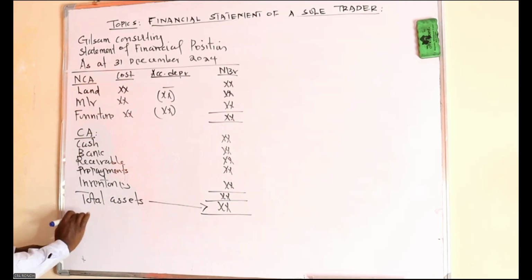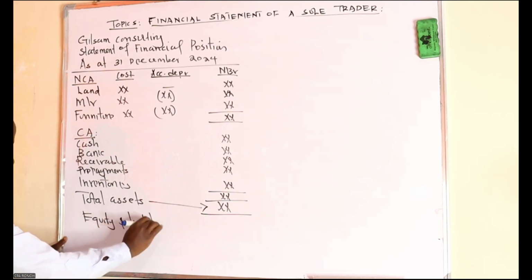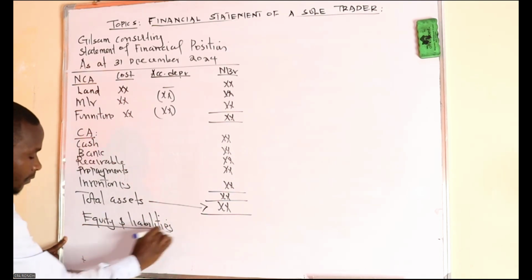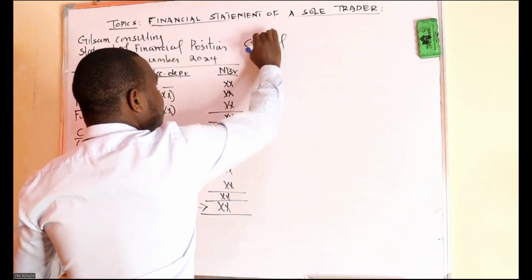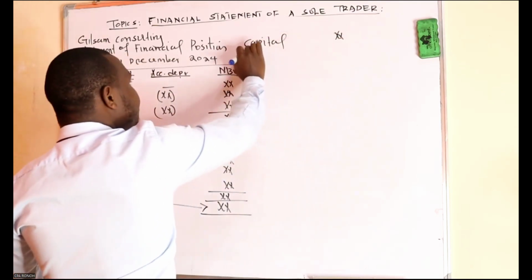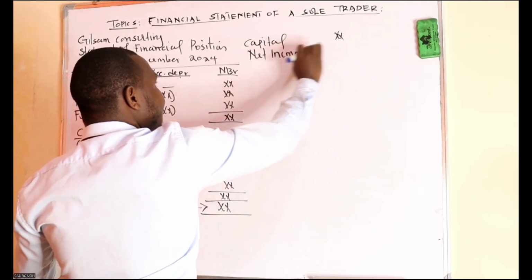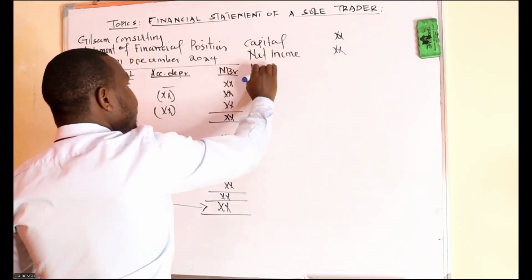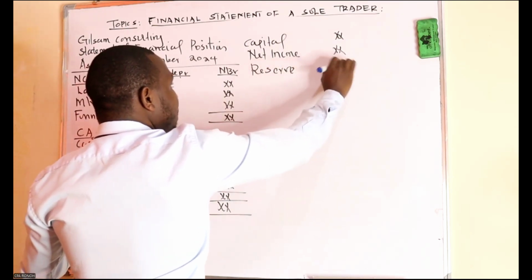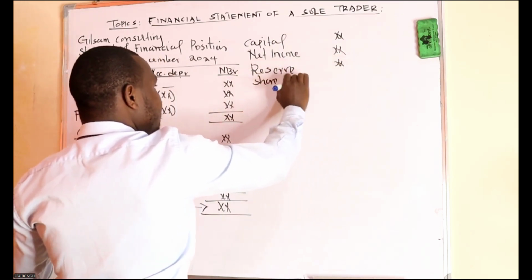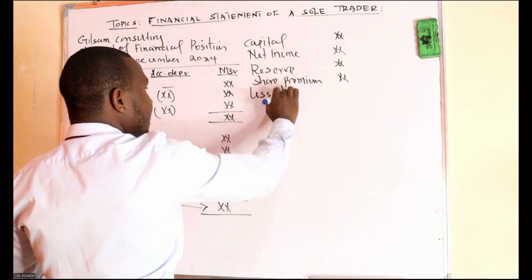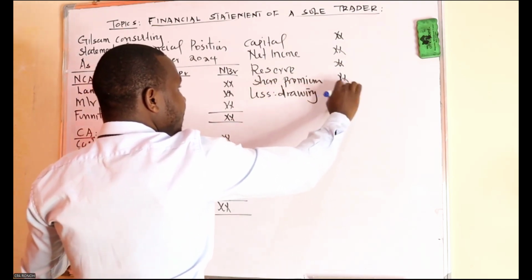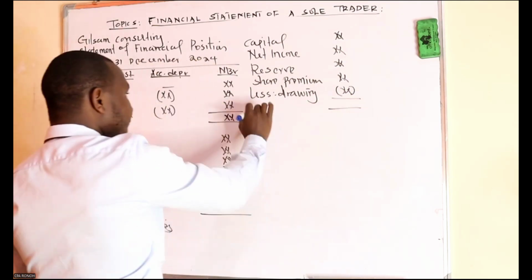We go to equity and liabilities. As usual, we start with the capital. Then the net profit from the income statement, or the net income. If there are any reserves, share premium, drawings. If there is any drawing, we say less drawings, so that we get the net assets.